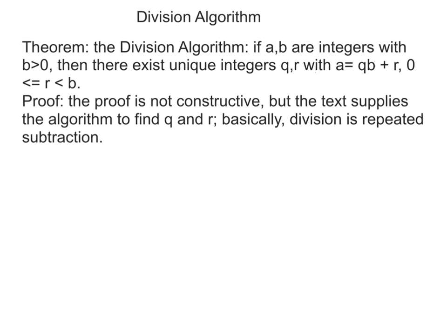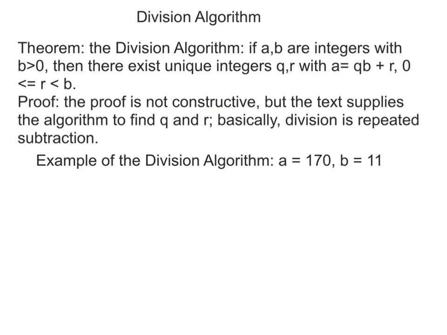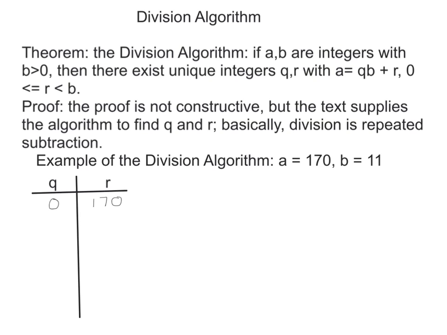Basically, that algorithm is to treat division as repeated subtraction. If you recall from 3rd grade or 2nd grade, when you learned how to multiply, multiplication was often defined as repeated addition. Well, here we're going to define division as repeated subtraction. So our example of the division algorithm is a equal to 170. We're going to divide it by b, which is equal to 11. So we start by counting how many times we can subtract 11 from 170. The first time we subtract 11 from 170, we get 159.